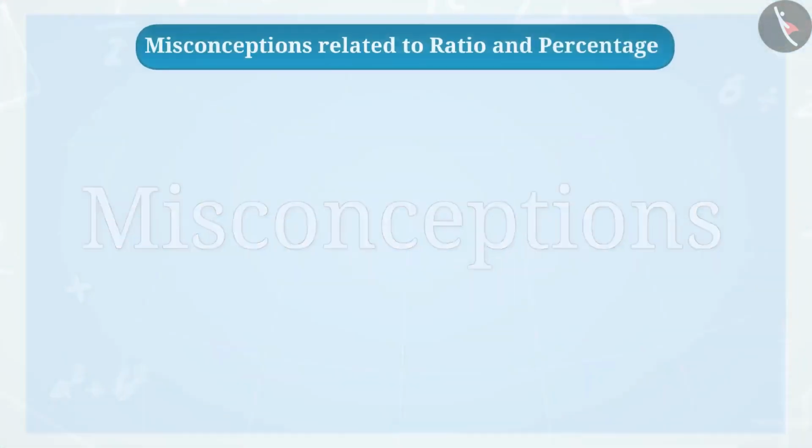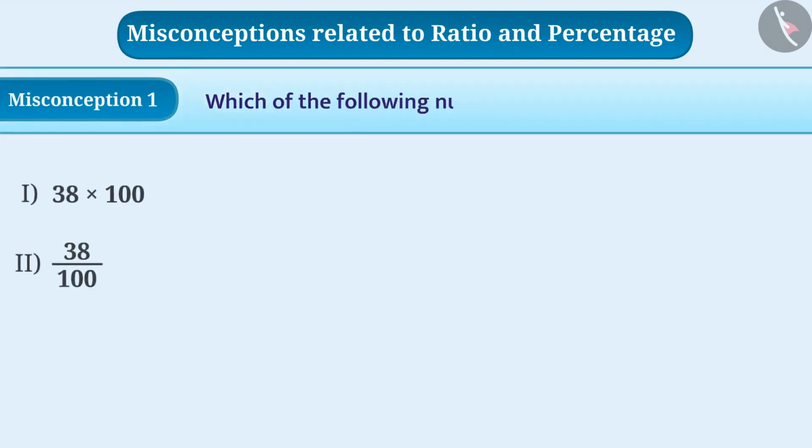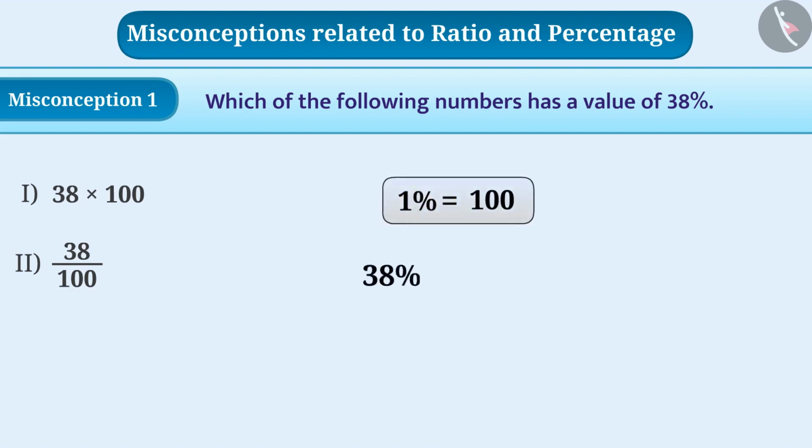Misconception 1. Which of the following numbers has a value of 38%? Some children cannot understand the sign of percent. They think that percent means 100 and 38% means 38 multiplied by 100. With this understanding, they give the answer as option 1, which is a wrong answer.